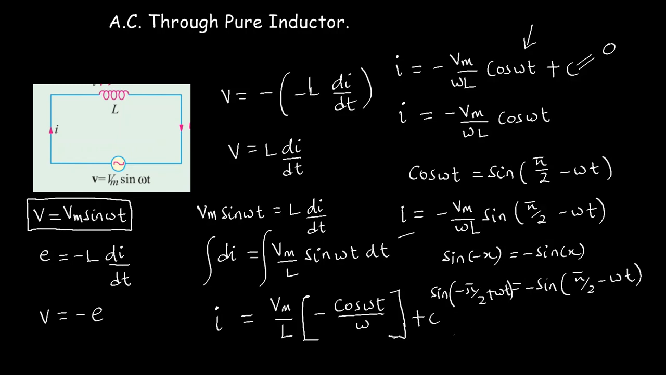So we now have I equal to Vm over omega L multiplying sine of omega t minus pi on 2. So this is the expression for the current. When you compare this current expression to the voltage expression, you see that the current is lagging the voltage by 90 degrees, which is the pi on 2. That is why you see in books that in a pure inductor circuit, the current lags the voltage by 90 degrees or by pi on 2. This is the reason. That would be the phase difference between voltage and current in a pure inductor circuit.